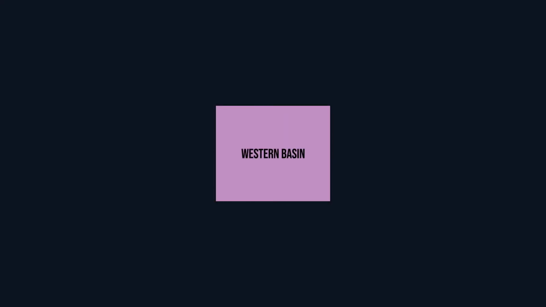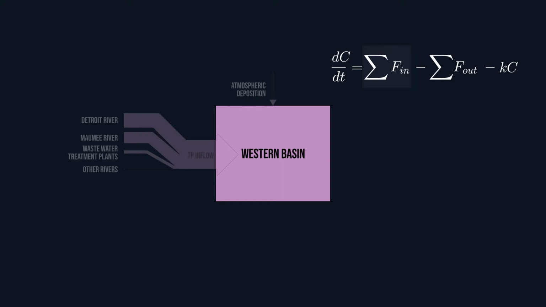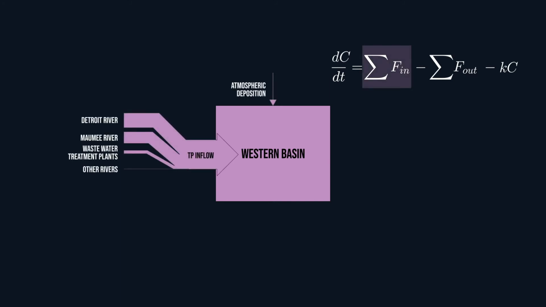In the case of TP, we use the equation that shows how the concentrations of TP change in the western basin of Lake Erie over time. That is, first calculate the sum of the input fluxes and the output fluxes. Then, subtract the sum of the output fluxes from the sum of the input fluxes. Finally, calculate the net burial flux that removes TP from the water column and adds it to the sediments.